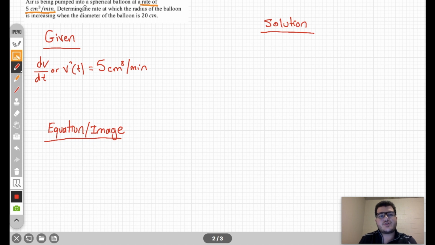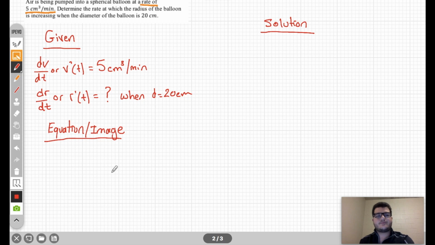I keep reading. I want to determine the rate at which the radius of the balloon is increasing. I want the rate of the radius. So I'm going to write that as dr/dt, or r'(t), to signify the radius, and I don't know that value. But I know that I want it. It's going to be increasing when the diameter is 20 centimeters. So I've written down all my givens.